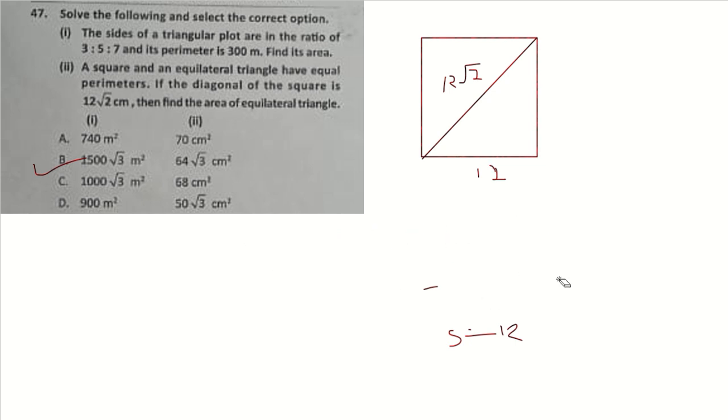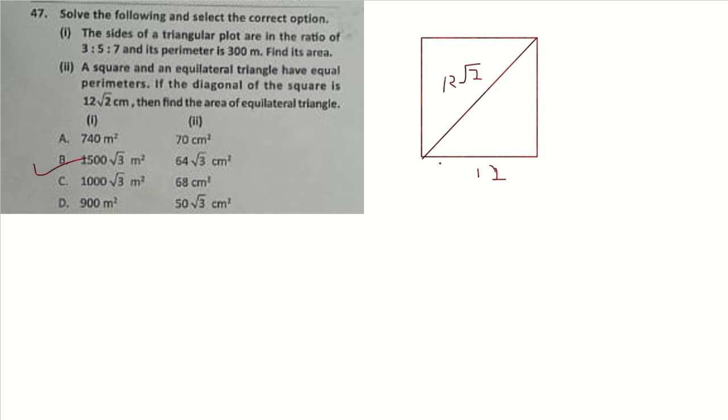There's another trick. You can just use this trick. This always works. Whenever the hypotenuse of a right angle triangle has a root 2 in it, and the other two sides are equal, then when you remove the root 2, you will get the side.